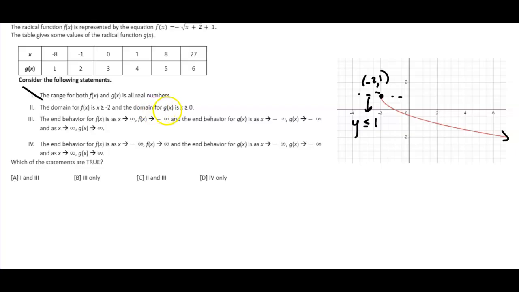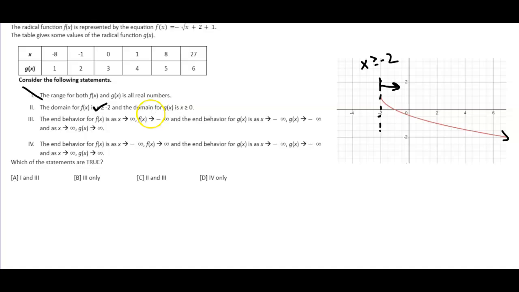2, the domain for f of x is x is greater than or equal to -2, and the domain for g of x is x is greater than or equal to 0. So let's look at the graph first, which is f of x. I'm going to erase this really quick so I can start fresh. It's saying here for choice number 2 that the domain is x is greater than or equal to -2. Here's -2. All my graph is to the right of that, so my x's are greater than or equal to -2. So that part is right.